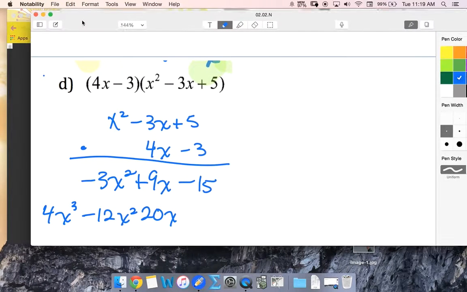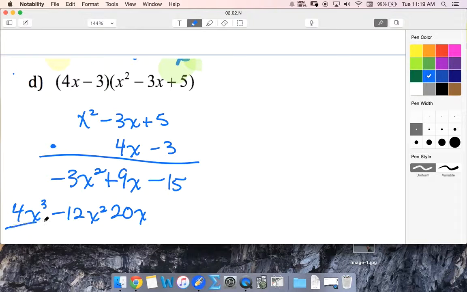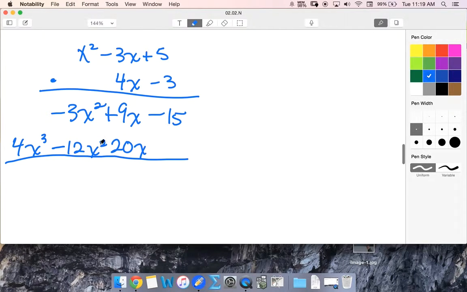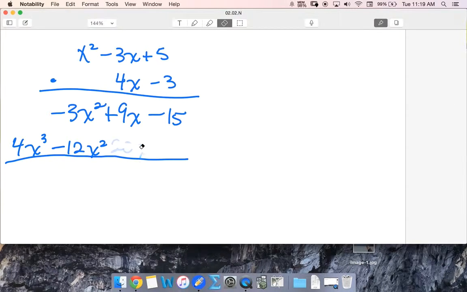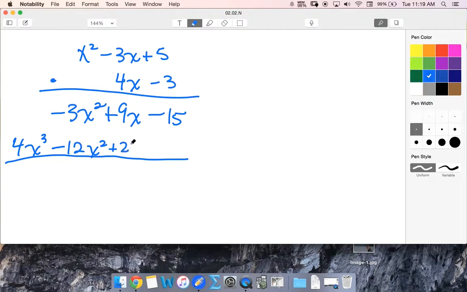Oops. I'm going to take those and add them up. I should have said here that this was a positive 20x. So that was positive 20x.